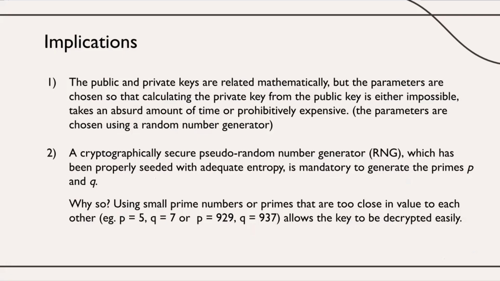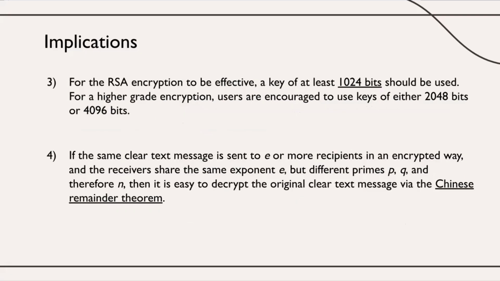Why so? If you use small prime numbers or primes that are too close in value to each other, like the example shown, it allows the key to be decrypted easily. Furthermore, for the RSA encryption to be effective, a key of at least 1024 bits should be used. However, to improve the confidence of RSA, users are highly encouraged to use keys of either 2048 bits or 4096 bits.